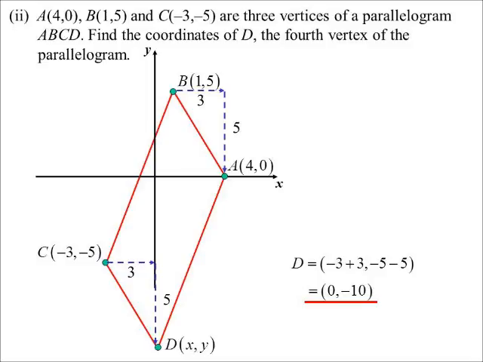Could have done the same thing by saying, well, to get from B to C, I'm going to go down. Now, how far down would I go? I'd go down 10 and then to the left 4. So therefore, to get from A to D, I'll go down 10 and to the left 4. And once again, you'd end up at 0, -10.